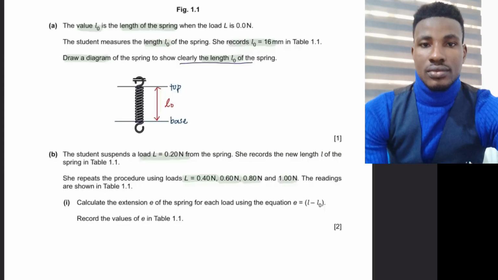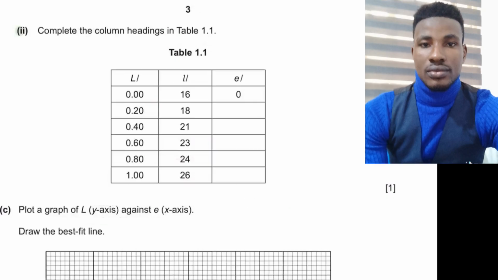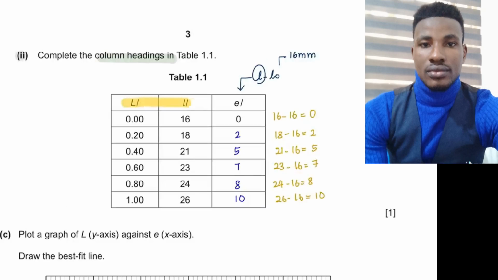Question 1. Calculate the extension E of the spring for each load using the equation E equals L minus L0 and record the values of E in table 1.1. And part 2 of the question, complete the column headings in table 1.1. To get the value of E, we can use the formula L minus L0. The value of L is already given in this column of the table, and we know that L0 is 16 millimeters. We can now proceed to complete the column headings.